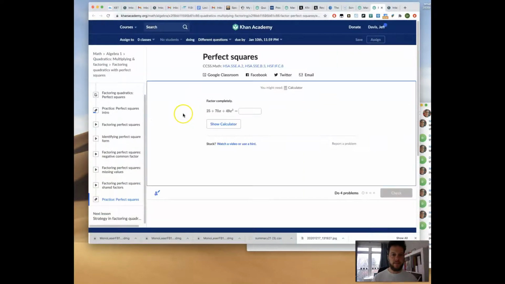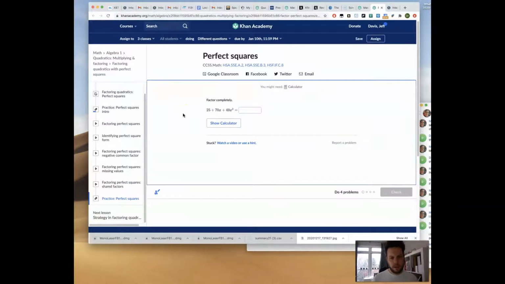Let's see what we get here. So all right, let's start. I would rewrite it first in the order that I'm used to. So 49x squared plus 70x plus 25. Well, if it's going to be a perfect square, what goes there and there have to be the same. And not only do they have to be the same, it has to be true that when you multiply them together, you get 49x squared. So it has to be the square root of those, essentially.